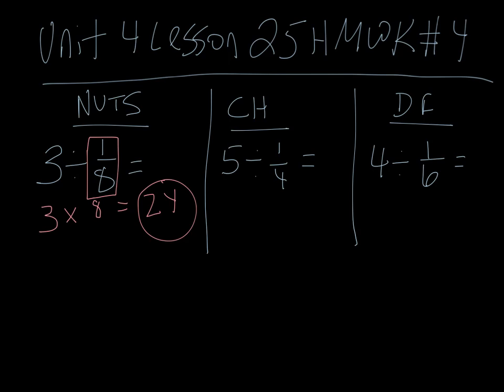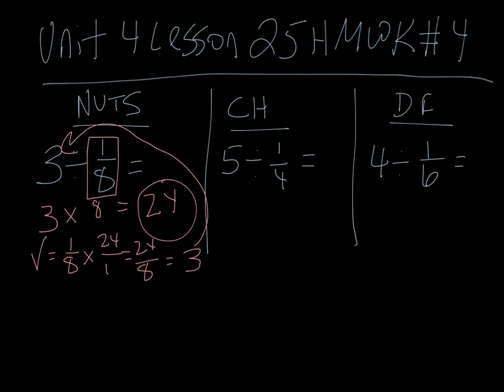We also learned how to check it, and when you check it, you take the fraction that you're dividing by times your answer, which is 24 over 1. Do that multiplication, and when you do that multiplication, you should get the number you started with, which in this case is 3. So we know that that's correct. So the nuts are 24.